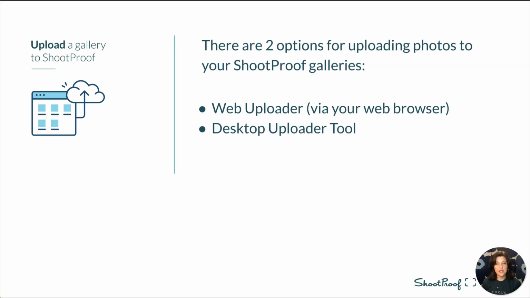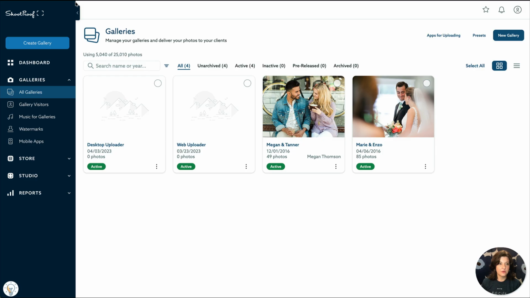We have two main options for uploading photos to ShootProof. The first one is our web uploader, which really just means uploading via the web browser. The second is our desktop uploader tool, which is just a really basic tool that you download onto your desktop that you can then upload photos through. The nice thing about that is that you can be uploading photos in there, but you can still be doing whatever you need to be doing in your ShootProof account. We're going to take a look at both of those, though, in my demo account.